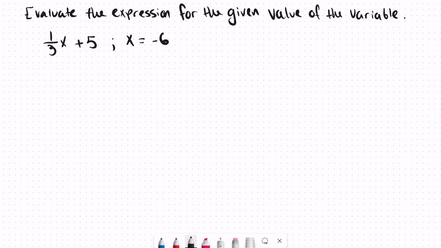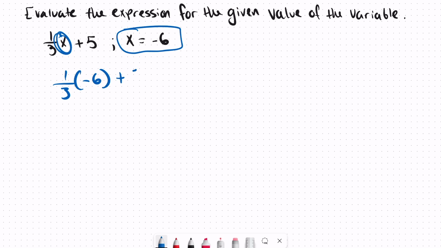All right, so here we have another expression here. Evaluate the expression for the given value of the variable: 1/3 x plus 5 when x is equal to -6. So all we need to do is substitute the value of -6 into anywhere we see x in the expression. So we have 1/3, and now instead of having x, we're going to be multiplying by -6. So in place of that x, we put a -6 there. Of course, they are being multiplied, and then we rewrite the final part of the expression, which is plus 5.